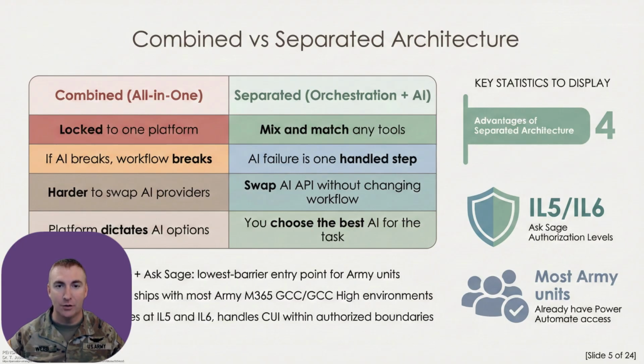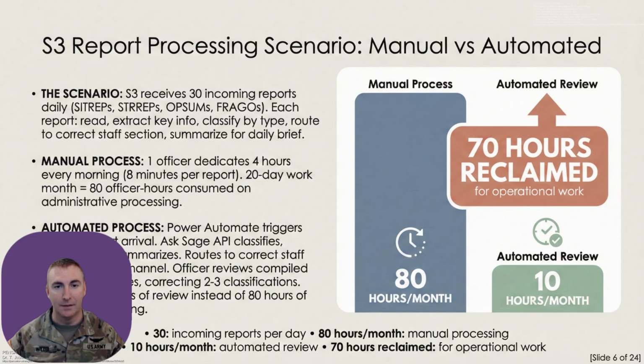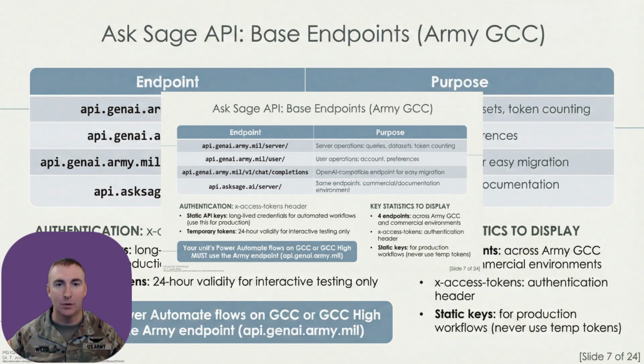So what does this actually look like for a real staff section? 30 reports a day, SITREPs, STREPs, OPSUMs, fragmentary orders, 8 minutes per report, 4 hours every morning, 80 officer hours per month on pure admin. The automated version: Power Automate triggers on arrival, calls Ask Sage to classify and extract, routes to the right team's channel, compiles a daily brief. The officer reviews in 30 minutes, corrects 2 or 3 classifications. 10 hours of review instead of 80, 70 hours reclaimed every month. That automation starts with an API call, 4 endpoints.